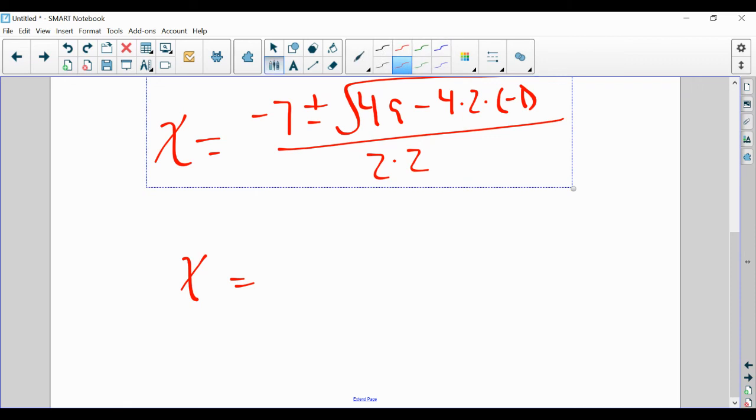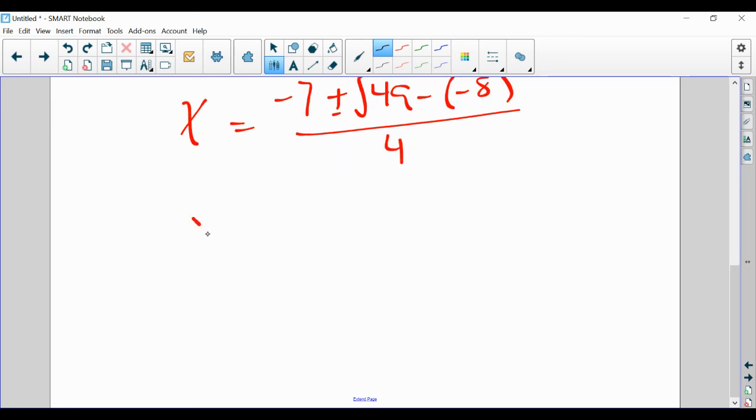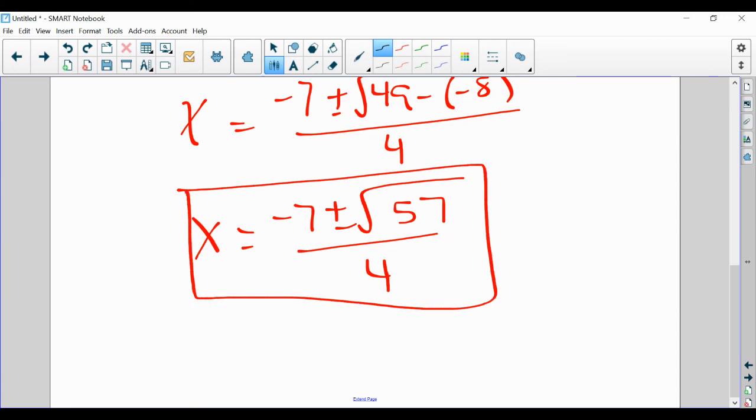x is equal to negative 7 plus or minus the square root of 49 minus, let's see, 4 times 2 times negative 1 is negative 8, so minus a minus 8, all over 2 times 2 is 4. So I get x is equal to negative 7 plus or minus the square root of 57 all over 4. 57 is not prime. 57 is 3 times 19, but there's no perfect square factor of 57. So I think I'm done at this point. x is equal to negative 7 plus or minus rad 57 all over 4.